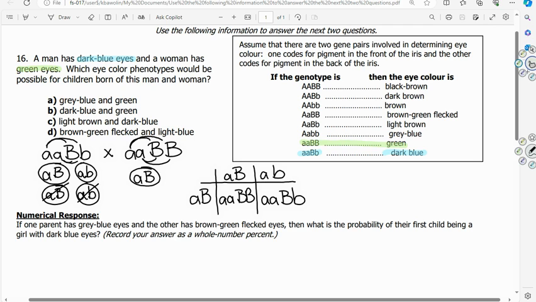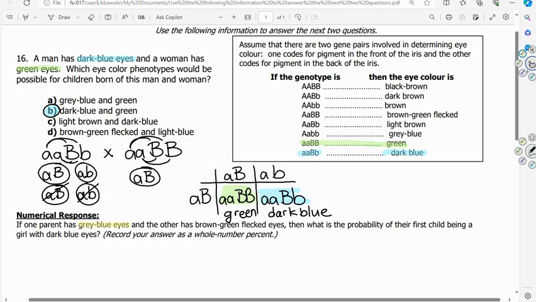The first one, with the recessive A and capital B's, is green. And the second one, with the recessive A, dominant B, and recessive B, is dark blue. So we'll look at our multiple choice answers and see which one matches with green and dark blue. We have B, which is dark blue and green.